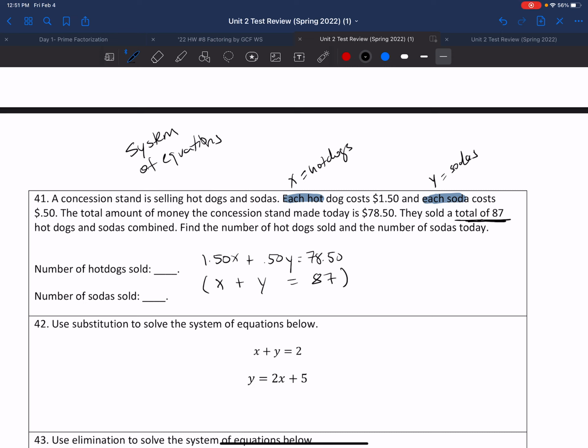So I'm going to multiply everything by negative 1.50. And once I distribute, I'm going to be left with negative 1.50x minus 1.50y, which is equal to, well, what's 87 times negative 1.50? I have no idea. That's negative, sorry, let me see.